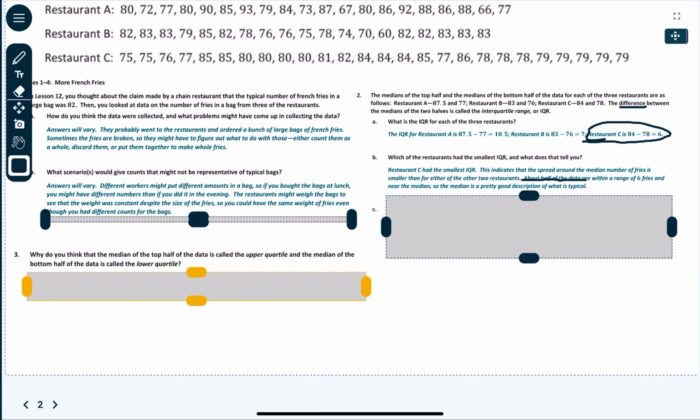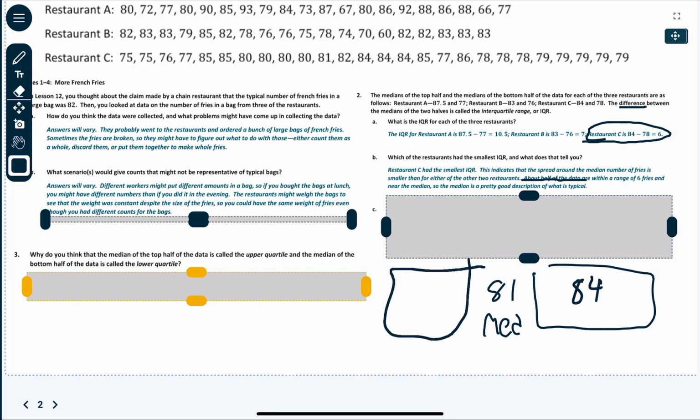So what that's talking about, so for restaurant C, we have the median of, let's see here, the median for restaurant C was probably about 81, or was it 82? I can't remember. I think it's about 81. Okay, but then the upper half here was 84. The lower half median was 78.